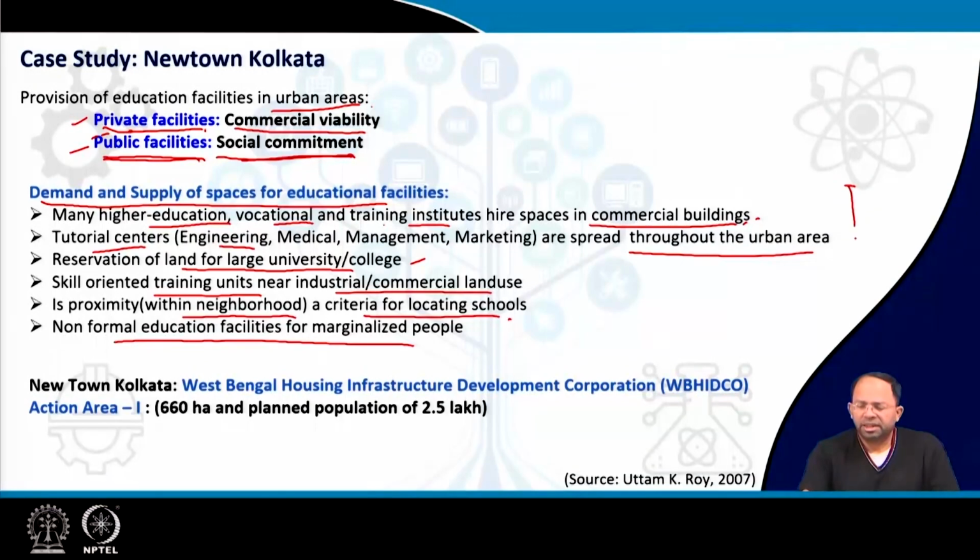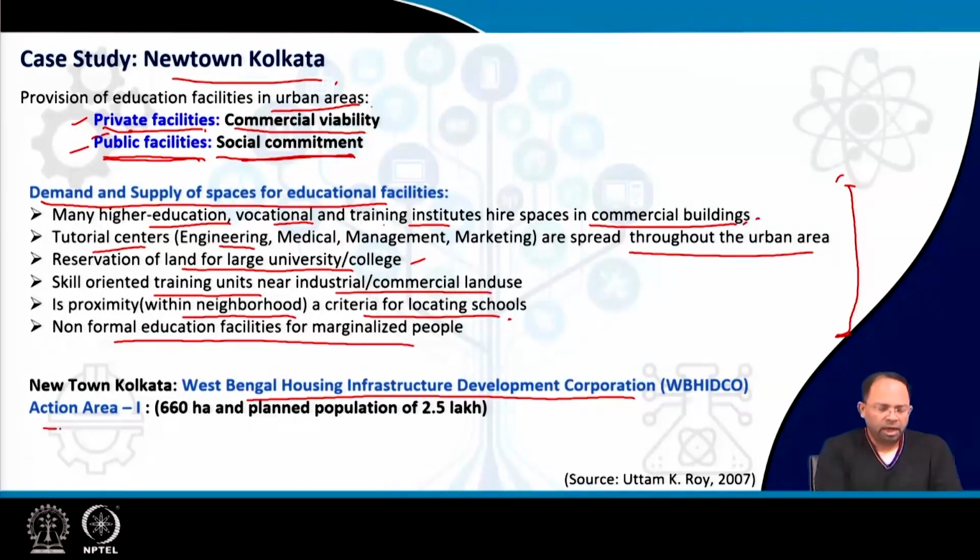So these were the considerations that the planners went through while determining what sort of educational facilities had to be provided for this new township, which is Newtown in Kolkata. Newtown in Kolkata was developed by a state government company, the West Bengal Housing Infrastructure Development Corporation. It was developed in 3 phases: Action Area 1, Action Area 2 and Action Area 3. The current case study is on Action Area 1. It has 660 hectares of land, and the total planned population for this area is around 2.5 lakhs.